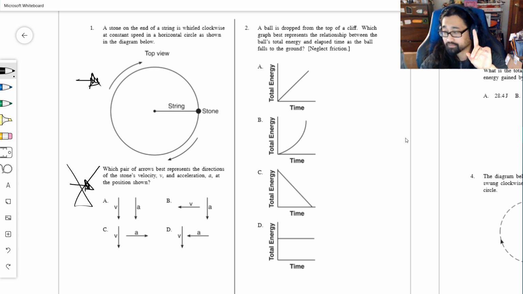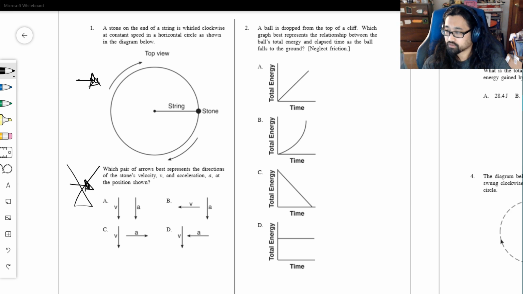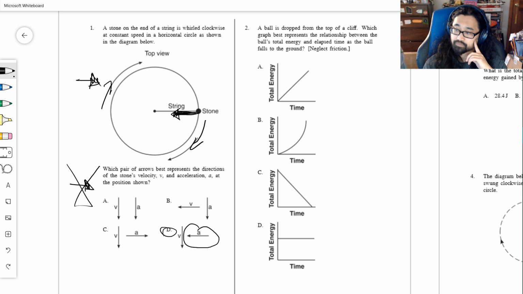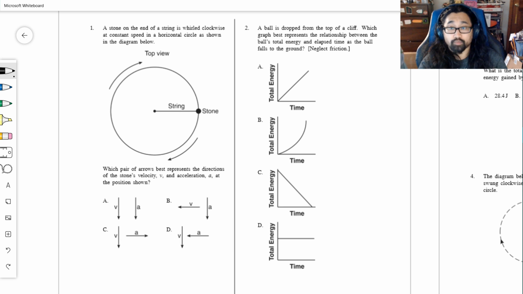So number one, if you have this stone going around this way, moving in a circle, the acceleration should point in towards the center of the circle, and there's actually only one acceleration that does that, and that's here in choice D. If an object is doing circular motion, centripetal motion, then the acceleration of that object always points in towards the center of the circle.